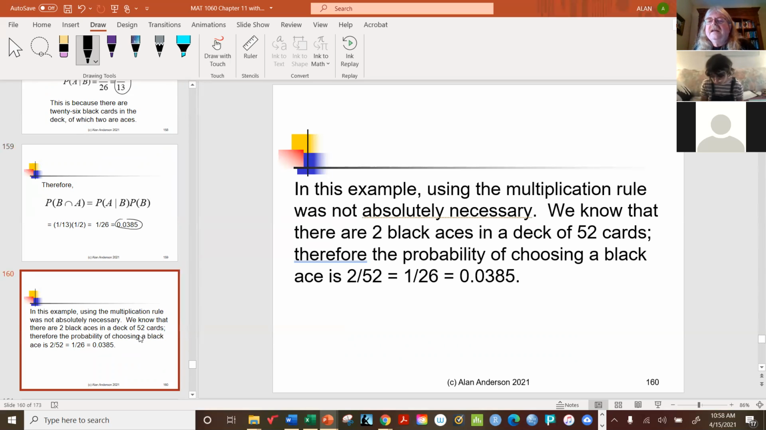there are 2 black aces in the entire deck. Therefore, the probability of choosing one of them is 2 out of 52 or 1 out of 26, which again comes down to 3.85%. So in this example, the multiplication rule wasn't really necessary, but at least this way we can double check our results, which is kind of nice. So, you know, like any other branch of math, typically any problem can be solved in more than one way.